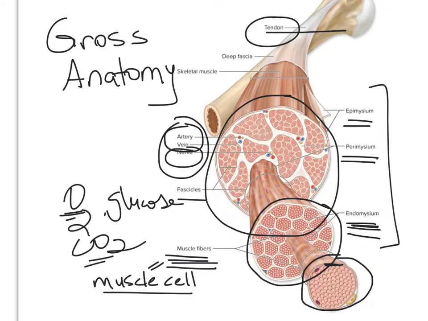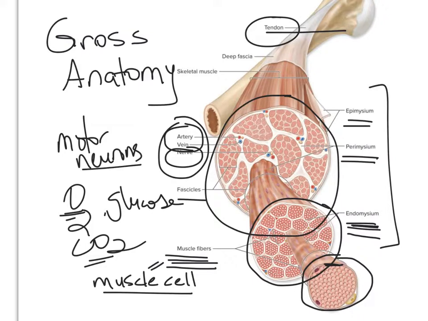And then the nerve is important. The skeletal muscle is innervated. It's innervated by motor neurons. And motor neurons will send signals out to effector organs, in this case skeletal muscle, causing them to be stimulated, causing them to contract.